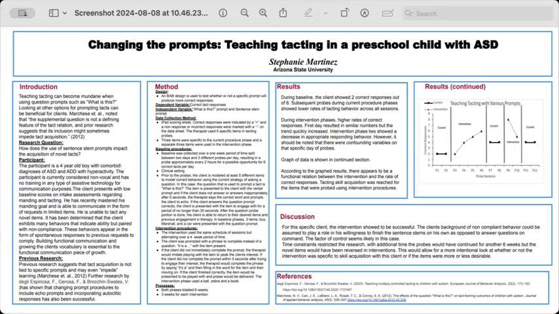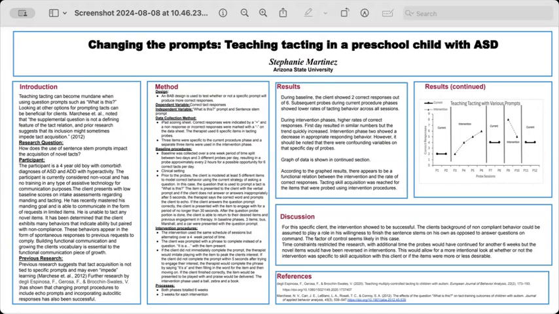For the method portion, the design used was an ABAB design to test whether or not the specific prompt would produce more correct tact responses. The current procedure that we used for baseline was the "what is this" question. In this design, we were looking at what the current procedure was, again the "what is this" question, versus a sentence stem prompt. The dependent variable was those correct tact responses. The independent variable was those prompts: the current "what is this" prompt that we use for baseline and the current phases, and the sentence stem prompt that we use for the intervention phase.